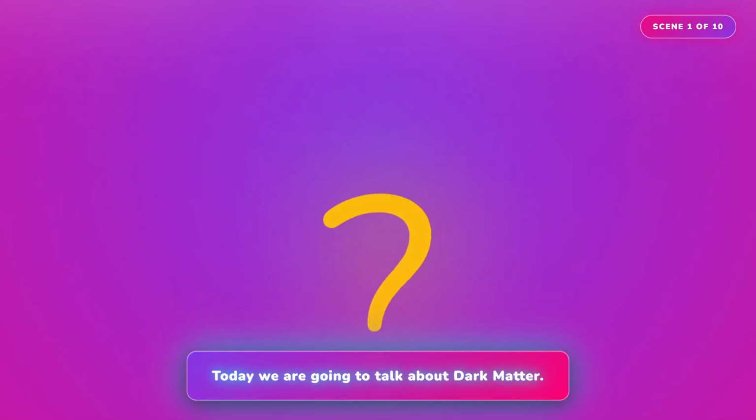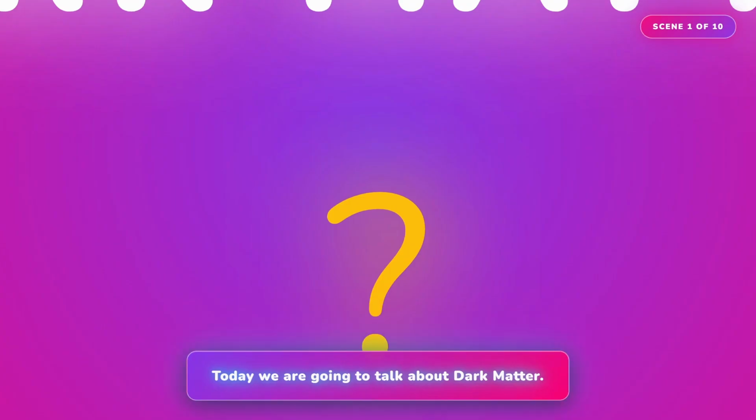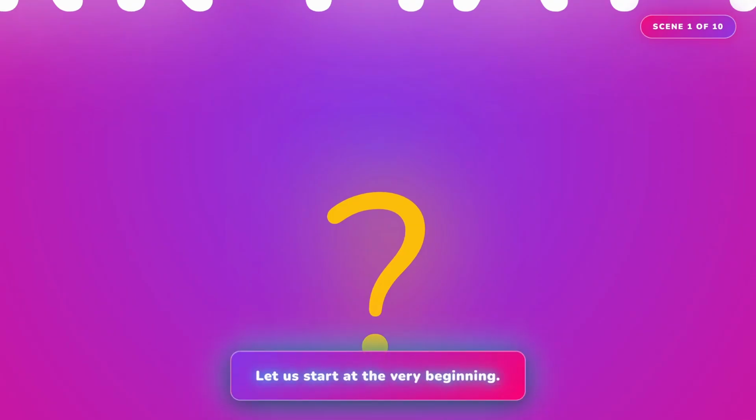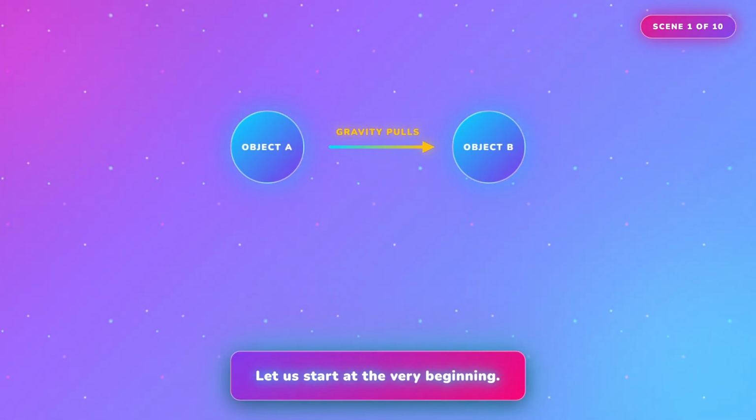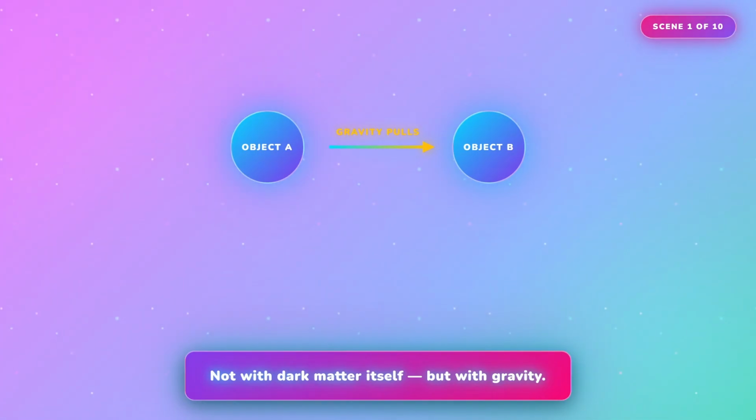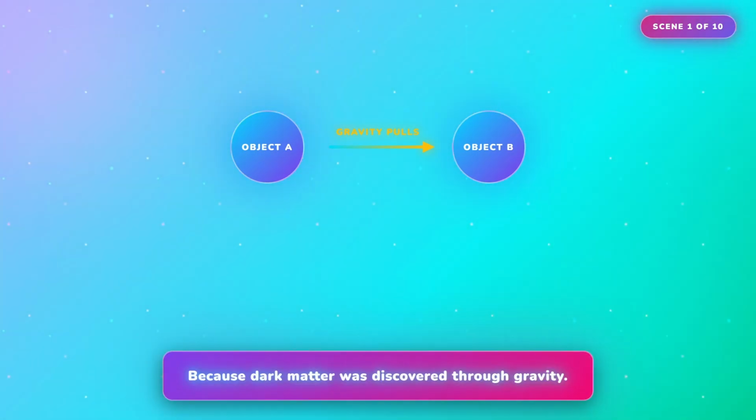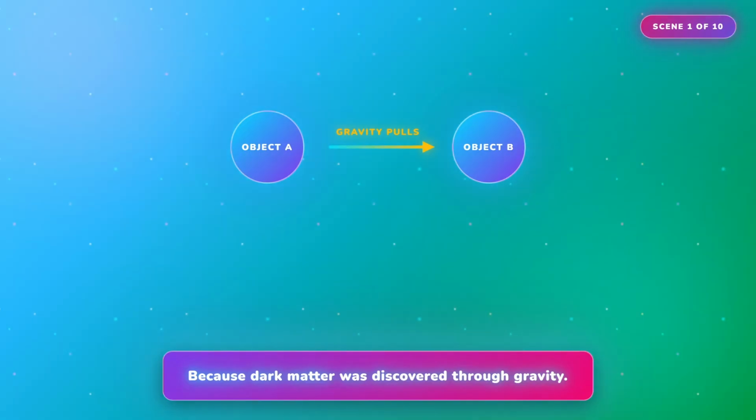Today we are going to talk about dark matter. What is it? How do we know it exists? And why does it matter? Let us start at the very beginning. Not with dark matter itself, but with gravity. Because dark matter was discovered through gravity.